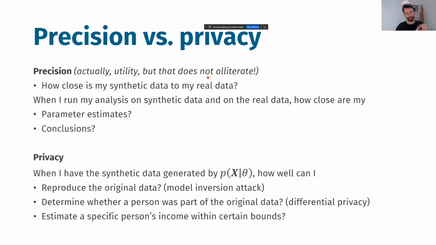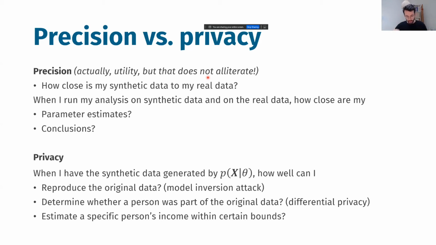That's precision. On the other hand, we have privacy. When I have the synthetic data generated by my model, how well can I reproduce the original data? This is sometimes called a model inversion attack. Or how well can I determine whether a person was part of the original data? If I know everything about that person, how well can I know whether that person was part of the original data? That's more going towards this differential privacy idea. How well can I estimate a specific person's income within certain bounds? If I have real data about income and then I generate my synthetic data, how well can I do that? Right? So that's kind of privacy.